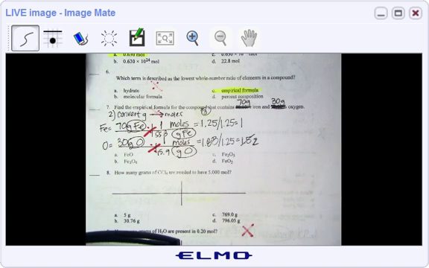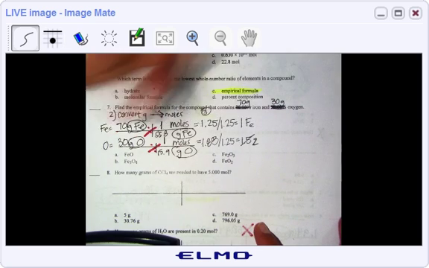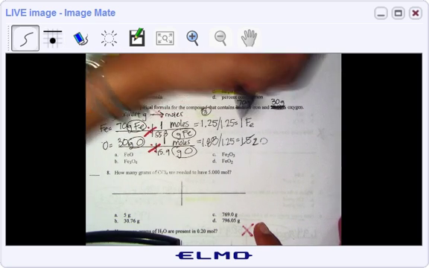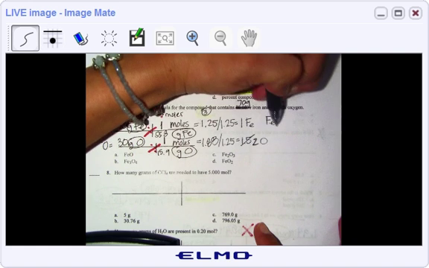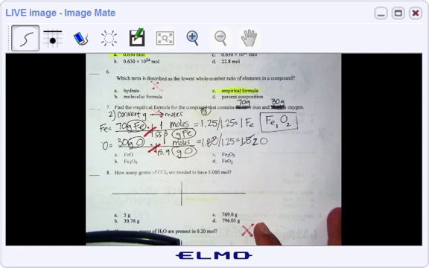Okay, so now you're done. Remember, this was for iron. This was for oxygen. So those numbers become the new subscripts. So out of my answer choices, the correct answer is D.